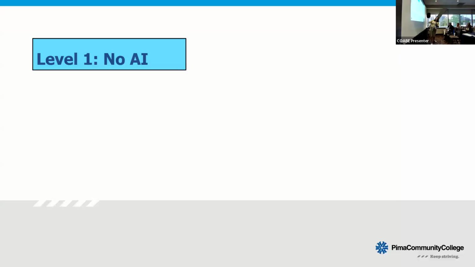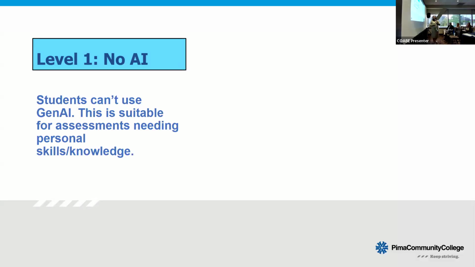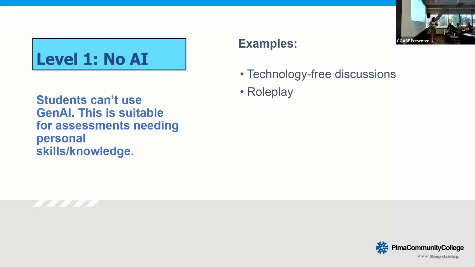So let me just go through here. So level 1, again, students can't use generative AI. Some examples would be technology-free discussions, role play, or in-class writing reflections. Okay. So you're setting the parameters. This is not a place for you to use AI. Okay.